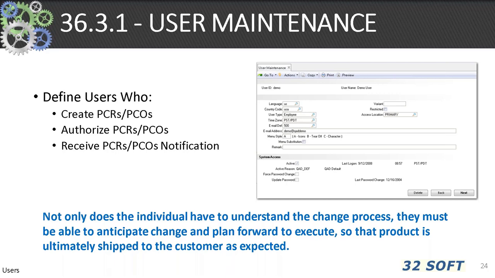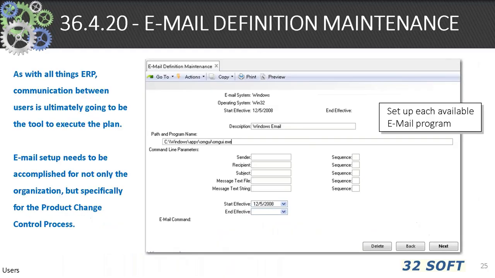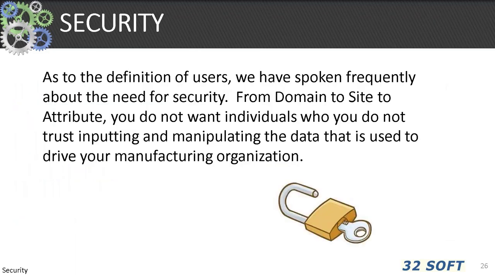We won't go over all the user maintenance fields with regard to product change, but you will need to define who can create product change orders, which users are going to authorize the changes, and who is going to receive notifications. As with all things in ERP, communication between users is ultimately going to be the tool to execute the plan. Email setup needs to be accomplished not only for the organization, but specifically for the product change control process.